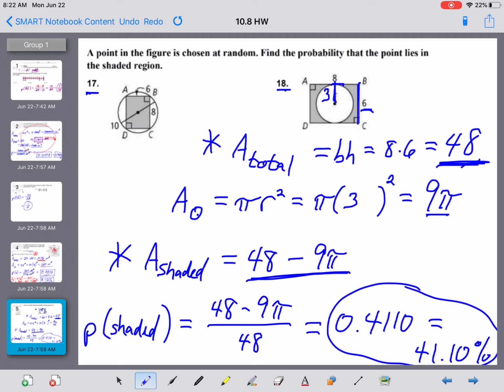All right, guys, so that's a pretty good jump, I think, on the 10-8 homework. Let's try the rest of those problems. Again, you're just doing 1 through 21 odds right there, so that's only 11 problems.